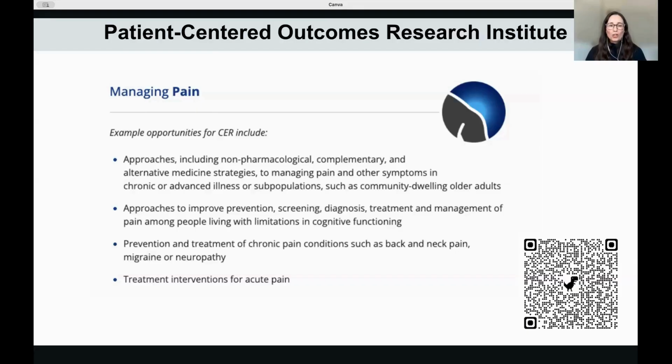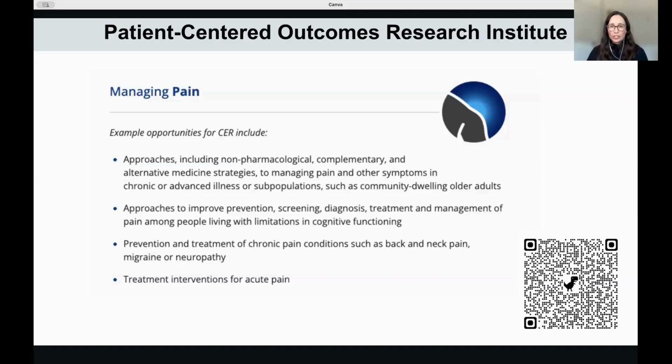And then they're also looking at ways to improve how to prevent, how to screen, how to diagnose, and how to treat pain. And this is especially for people who might have difficulties with their thinking ability. So in the case of maybe someone with dementia or someone who has had a traumatic brain injury, and so it's really hard for them to express the pain that they're feeling.